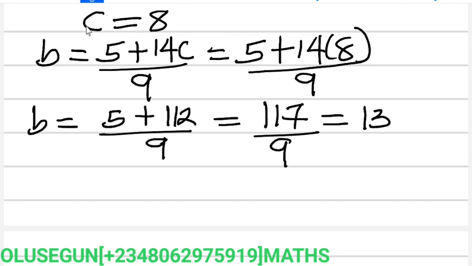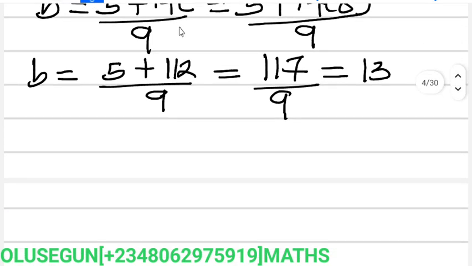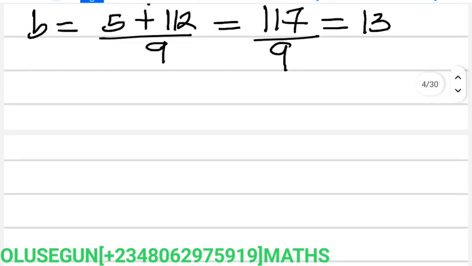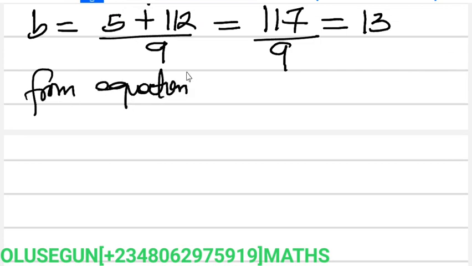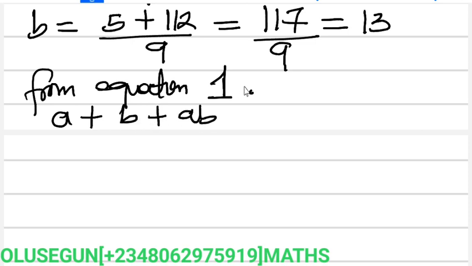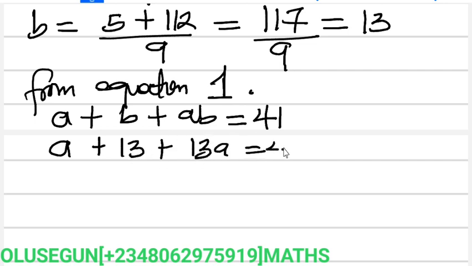So now we are able to get the value of c and b. So we want to find the value of a. So let's go back to equation 1, which we have a plus b plus ab is equal to 41. Now let's try to substitute the value of b. So we have a plus our b, which is 13, plus 13a is equal to 41.